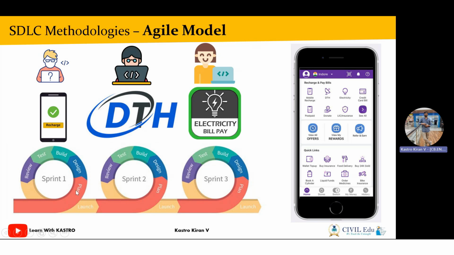Now, let's say in sprint 1, what will happen? The planning phase will happen, design phase will happen, build phase will happen, test phase, review phase, and once it is successfully reviewed, sprint 1 will get launched into the application. The advantage of dividing a project into multiple sprints is that the client can see the output at the end of each sprint.